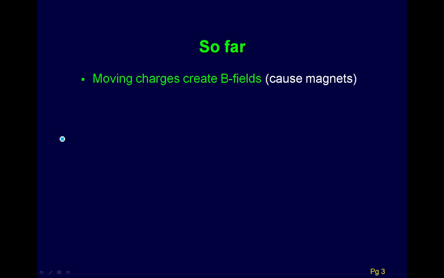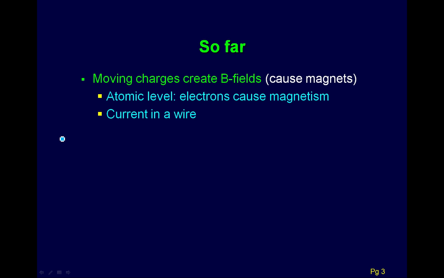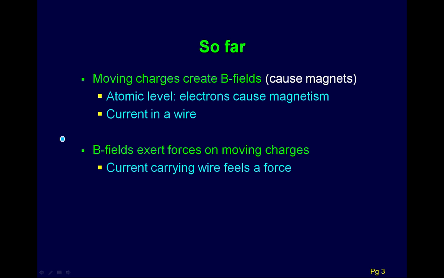So far we've seen that moving charges create magnetic fields. We saw this in currents, and we saw that what basically accounts for magnetism is this happening at the atomic level. Currents in a wire cause this. We've also found that B fields exert forces on moving charges, so a current-carrying wire will feel a force if it's in a magnetic field.